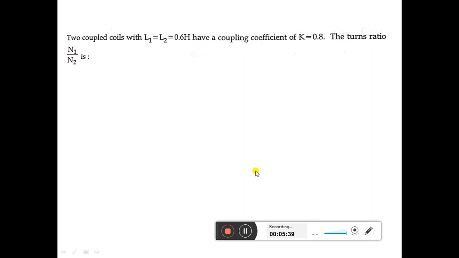Next question is based on magnetic coupling circuits. Two coupled coils. The question was asked in TRB 2014. Two coupled coils with L1, L2 equal to 0.6 Henry have a coupling coefficient of K equal to 0.8. The turns ratio N1 divided by N2 is: option A 4, option B 2, option C 1, option D 0.5. We will see the solution.